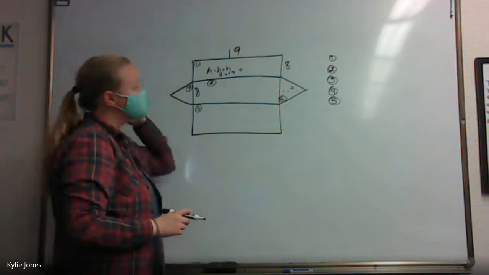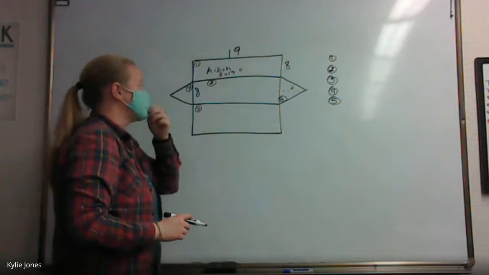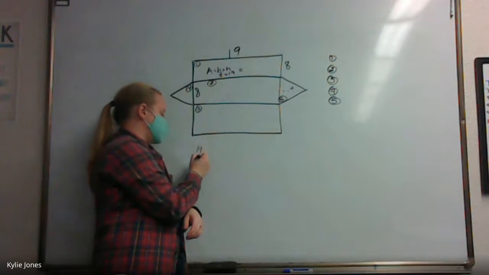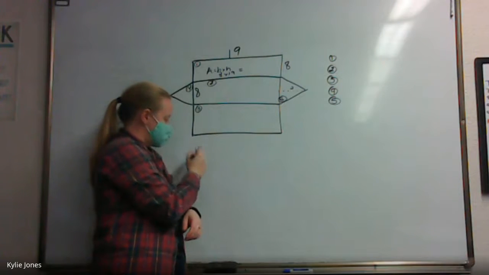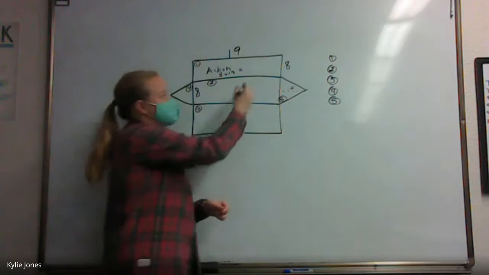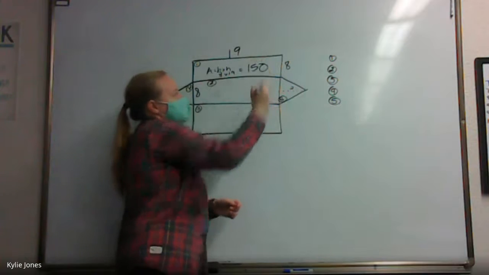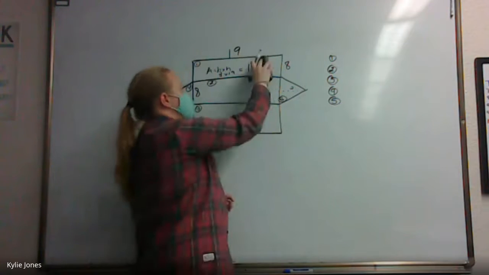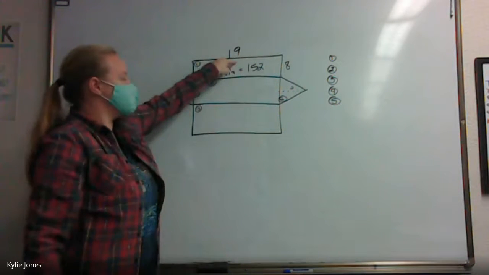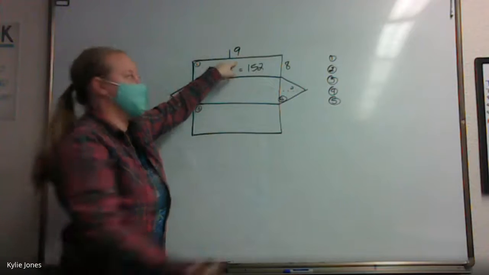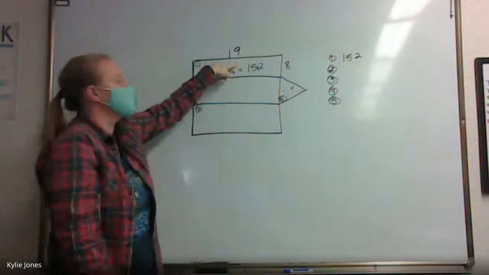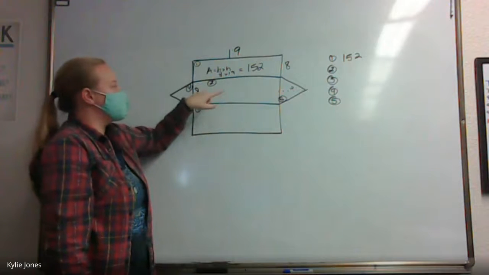Okay. I saw a couple people answer this, so they were correct. It is 152. Oops, that was 150. Sorry. So the area of this top shape is 152. It's 19 times 8. I'm going to put that over here, 152, just so that we have a list of all of our areas. What about for shape number 2?